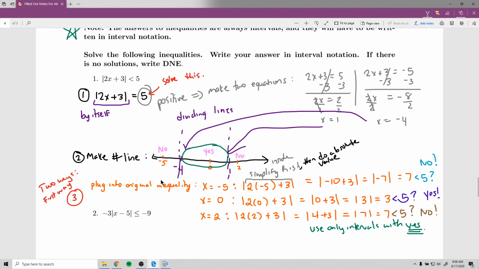Right, so that means I don't really care where -5 is. -5 being to the left of -4, I'm not going to use. Where 2 is to the right of 1, I'm not going to use. I'm only going to use this one. So I'm going to use where 0 is. I'm going to shade it in to make it more obvious. I want to use the interval -4 to 1.